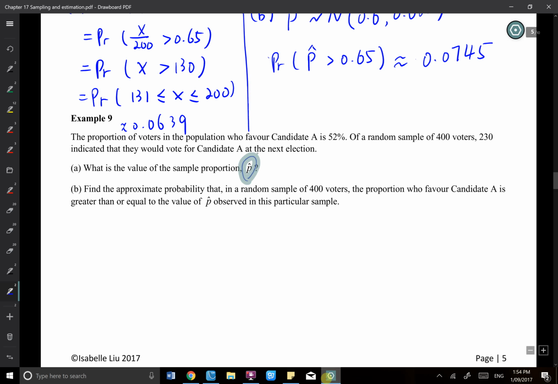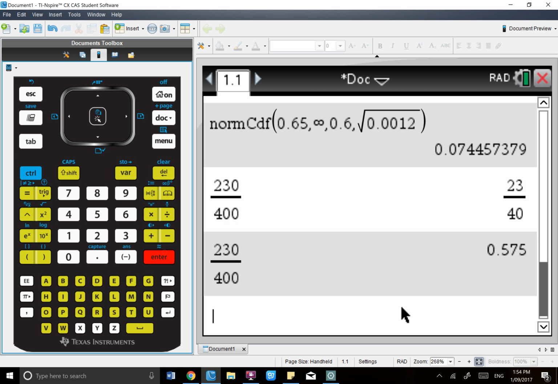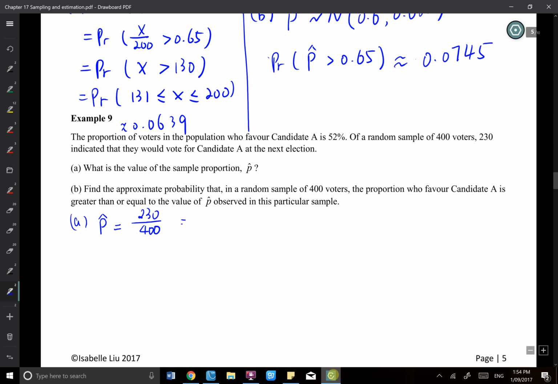So A is very easily calculated. P hat, lowercase p hat, is just 230 over 400. You just want to know the sample proportion, and 400 is your sample. 230 over 400 is 0.575. That's the lowercase p hat.